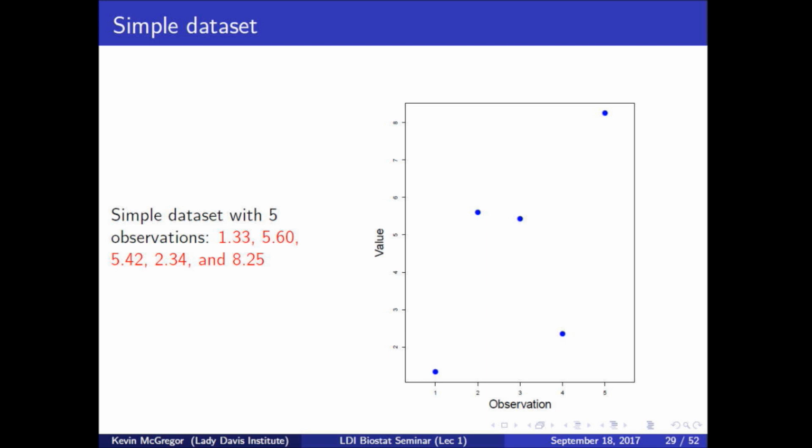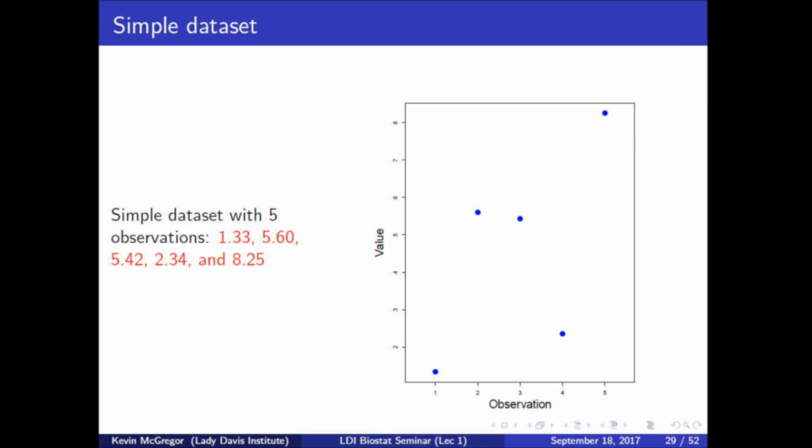All right, so to illustrate how we formulate our measures of variation, I'm going to start with this simple data set. We only have 5 observations ranging from 1.33 to 8.25, and I've plotted them on the right side here. There's no quantity on the horizontal axis. It's just the first observation, second observation, et cetera. And the vertical axis is the observed value of each of these observations. As you can see, we have a pretty good spread on this data.